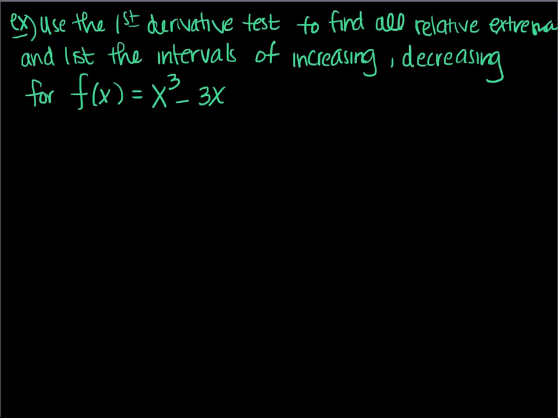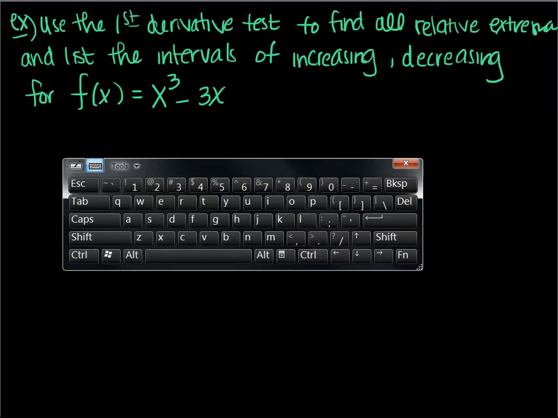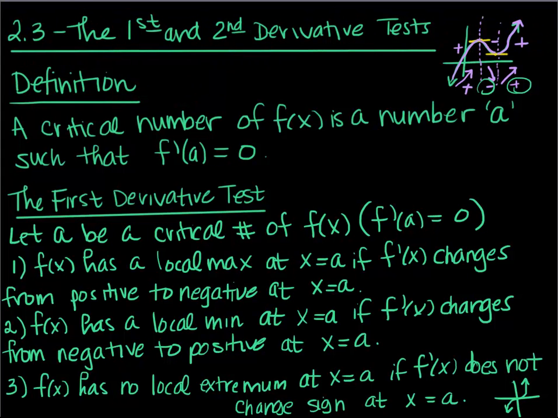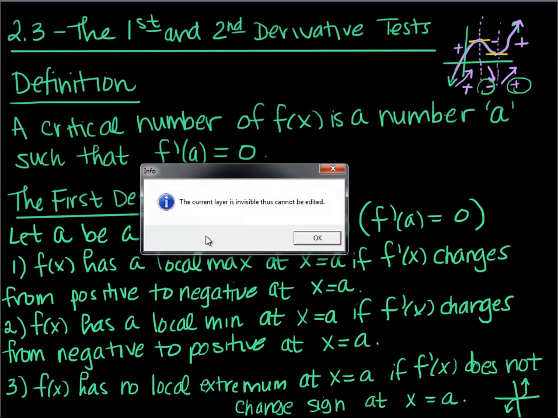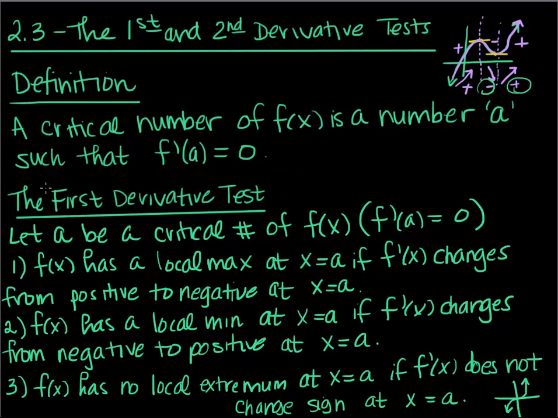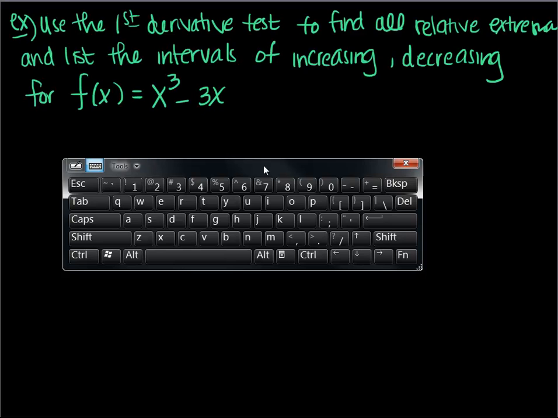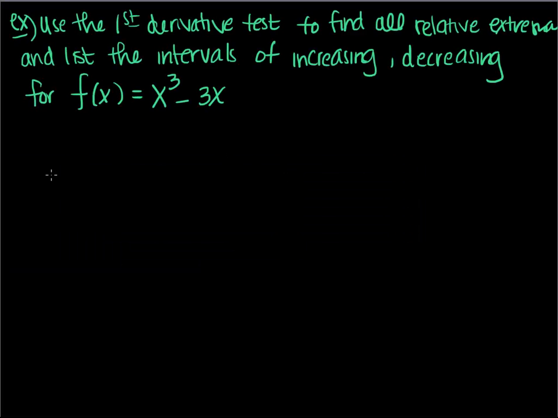What do we have to have first? If you look at our first derivative test here, the first thing we need is this right here. I need to find all possible critical values, because where are the local maximums and minimums going to occur? They are going to occur at the critical numbers.